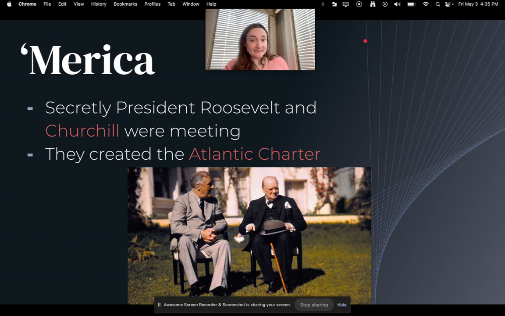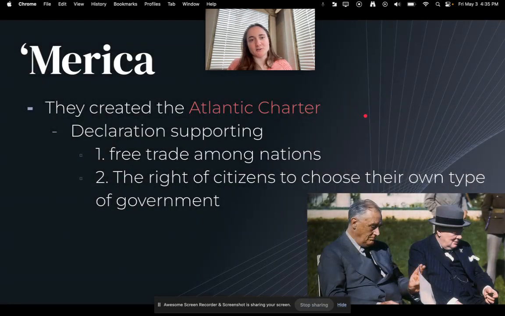So secretly, President Roosevelt, who's the president of the United States during this time, and Churchill, who is the prime minister of Great Britain, that's him right here, they were secretly meeting, okay? And they created something called the Atlantic Charter. The Atlantic Charter is a declaration of supporting 2 things. First thing, free trade among nations. Second thing is the right of citizens to choose their own type of government.